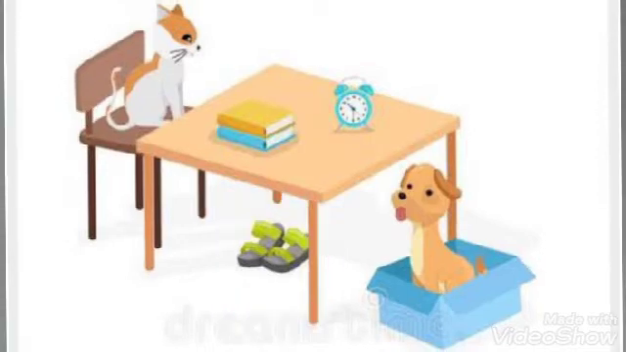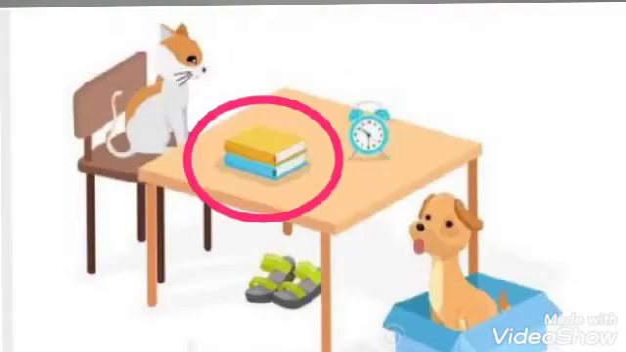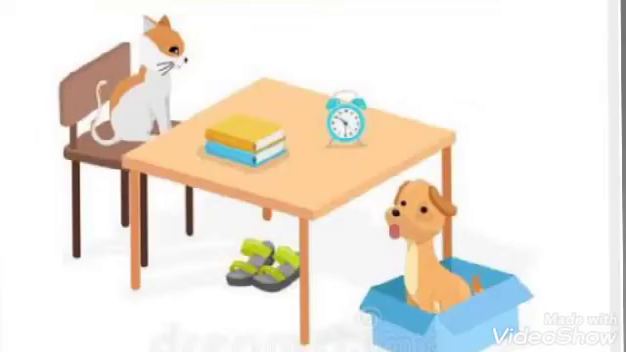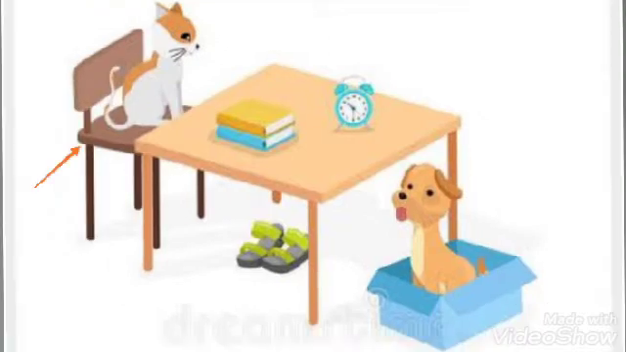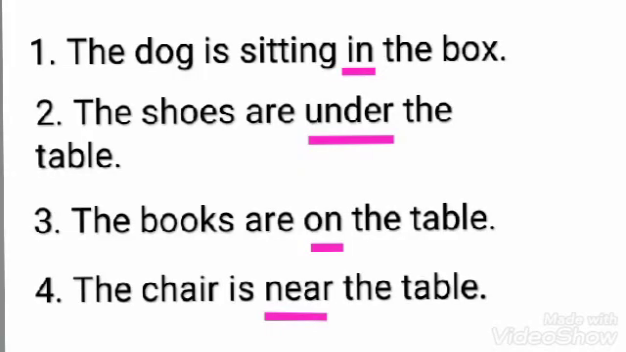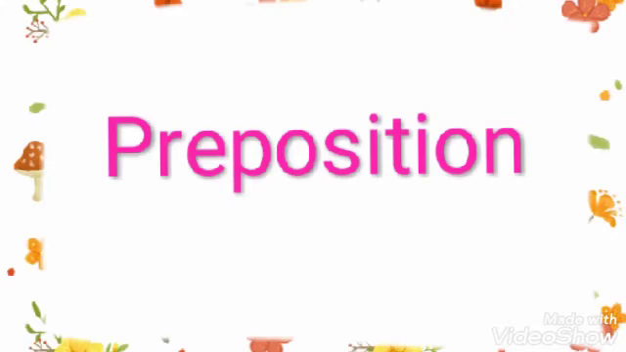Do you see the books? Yes, there it is. The books are on the table. Do you see the chair? Where is it? Yes, the chair is near the table. In, under, on, near tells us the location where something is. These words are called preposition.